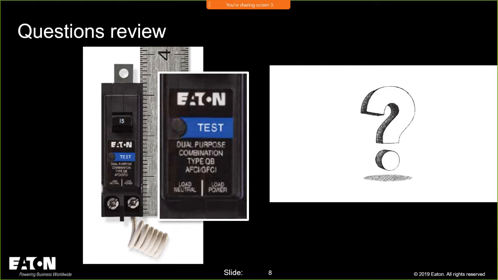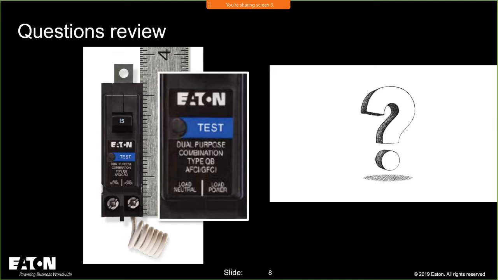You'll notice on this that you have dual purpose and combination type on that faceplate. So we have both of the terms represented on this one. This tells us that this device is both an AFCI and a GFCI, and it is the combination type AFCI device. And that's all required to be on the label.